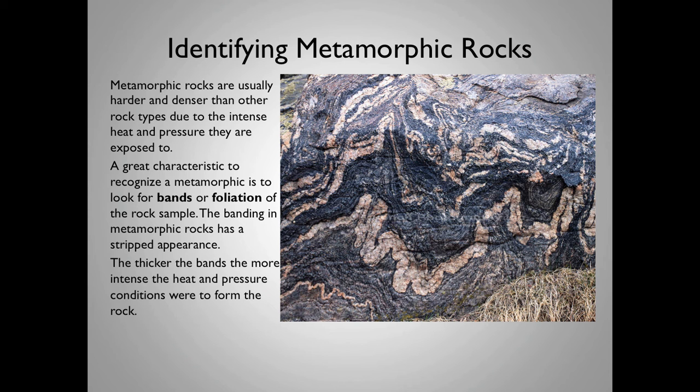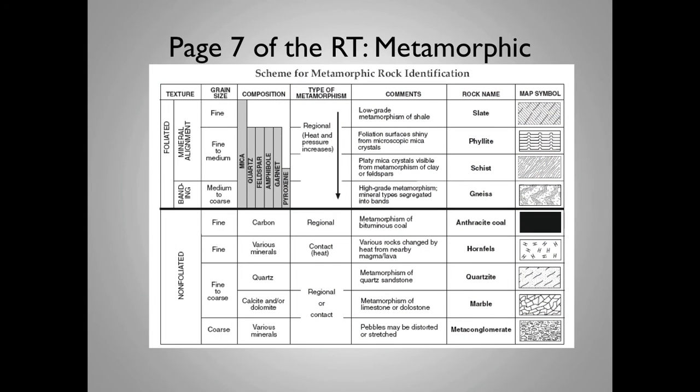And hopefully you realize that that word on the slide is misspelled. Sorry about that. Striped is with one P. The thicker the bands, the more intense the heat and pressure conditions were to create the rock. So you can see that on the chart.